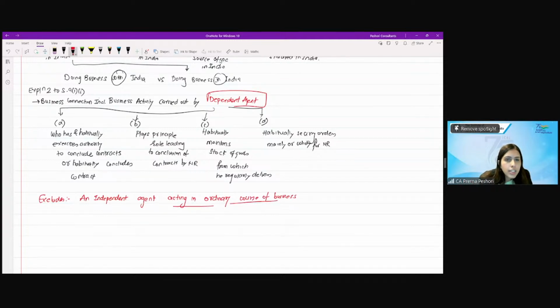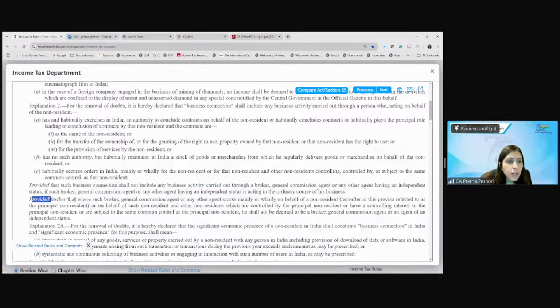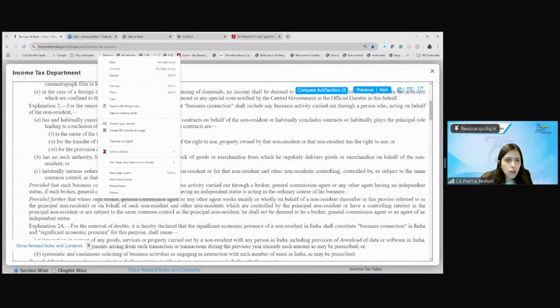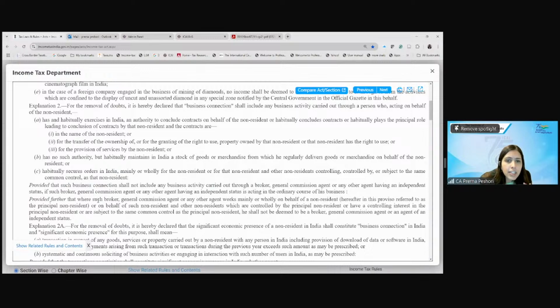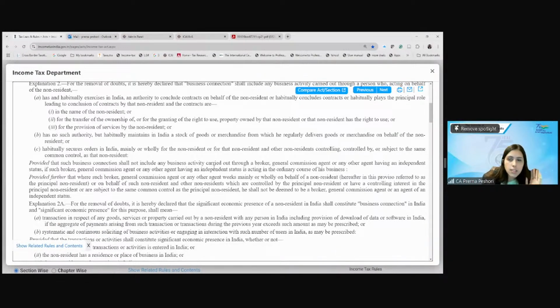Are we clear? Then it says, provided further that where such broker, general commission agent, or any other agent works mainly or wholly on behalf of a non-resident, which is the principal non-resident, or on behalf of such non-resident and other non-residents which are controlled by the principal non-resident or have a controlling interest in the principal non-resident or are subject to the same common control as the principal non-resident, he shall not be deemed to be a broker, general commission agent, or the agent of an independent status.